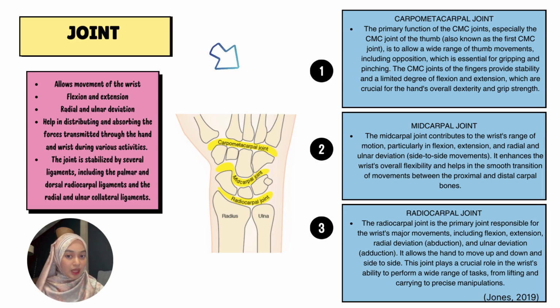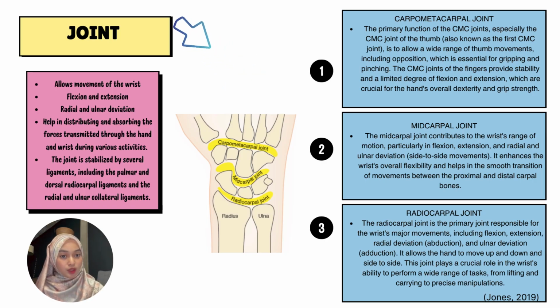Next, we move to the mid-carpal joint. So, the mid-carpal joint contributes to the wrist range of motion, particularly in flexion, extension, and radial and ulnar deviation. It enhances the wrist's overall flexibility and helps in smooth transition of movement between the proximal and distal carpal bones.